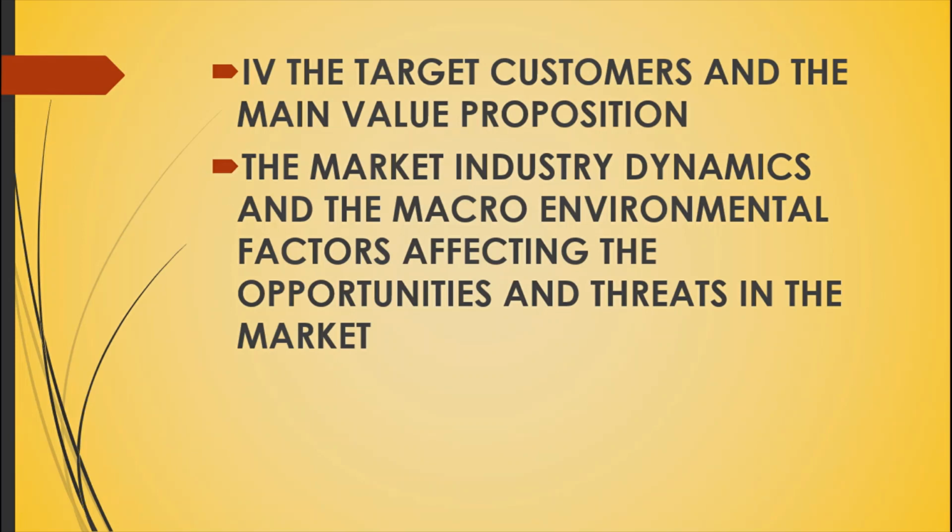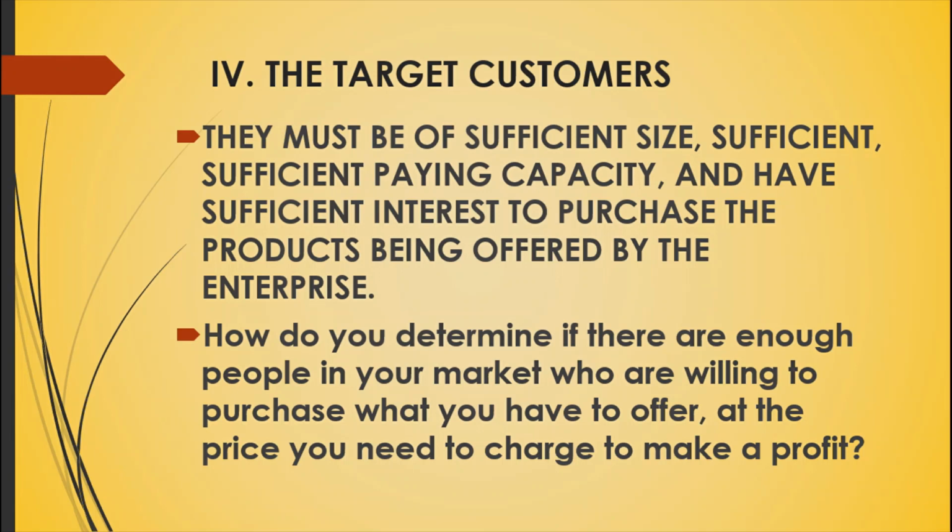So good day, class. Today I will continue discussing the different parts or chapters in the business plan. For today, ang i-discuss ko lang is chapter 4 and then chapter 5. Chapter 4 is the target customers and the main value proposition. And chapter 5 is the market industry dynamics and the macro environmental factors affecting the opportunities and threats in the market.